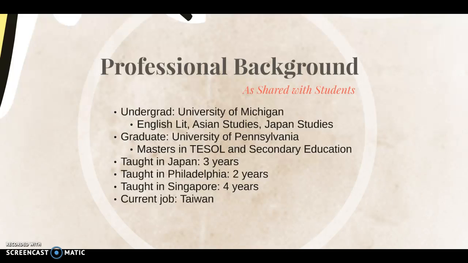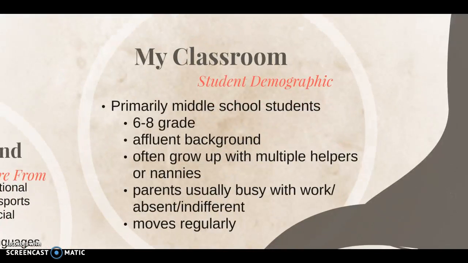I work to create a decent and supportive classroom. So my classroom student demographic is primarily middle school students. Generally, they're 6th to 8th grade. They are usually of affluent background due to the fact that I typically teach in international schools. They often grow up with multiple helpers or nannies. Parents are actually frequently busy with work. They're absent or indifferent, sadly, and they often move regularly.